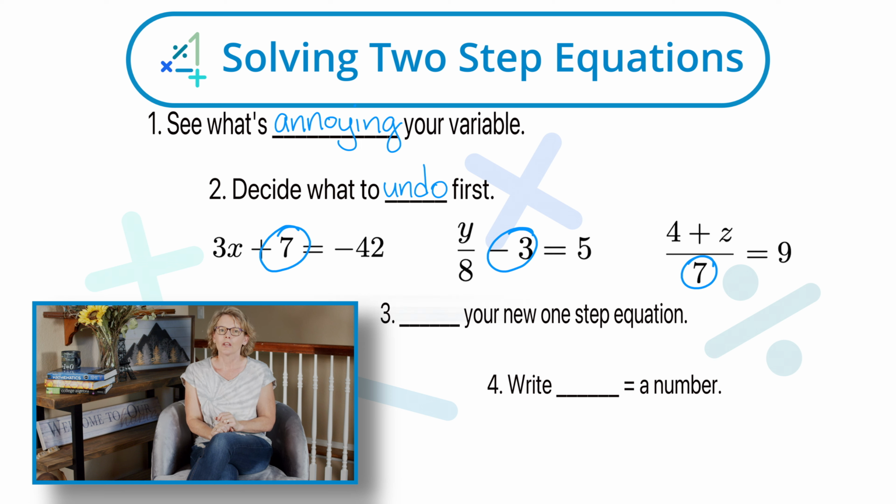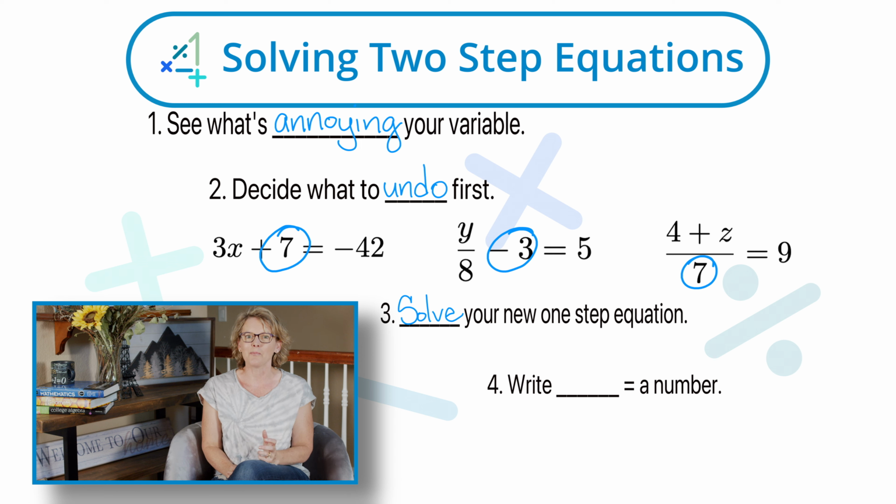Step 3. Solve your new one-step equation. Take care of the second thing annoying your letter, usually multiplication or division. Write what that is on both sides and do the math. Step 4. Write your variable equals a number and you're done. I like to then circle my answer as a small celebration for doing all that work.